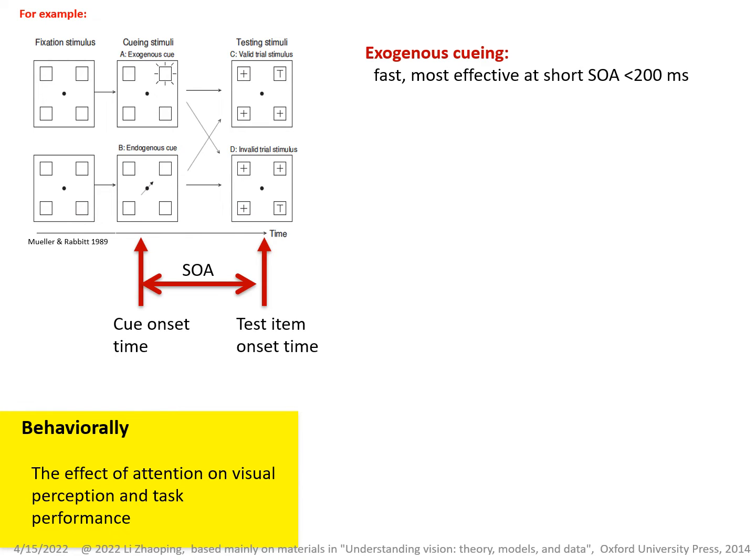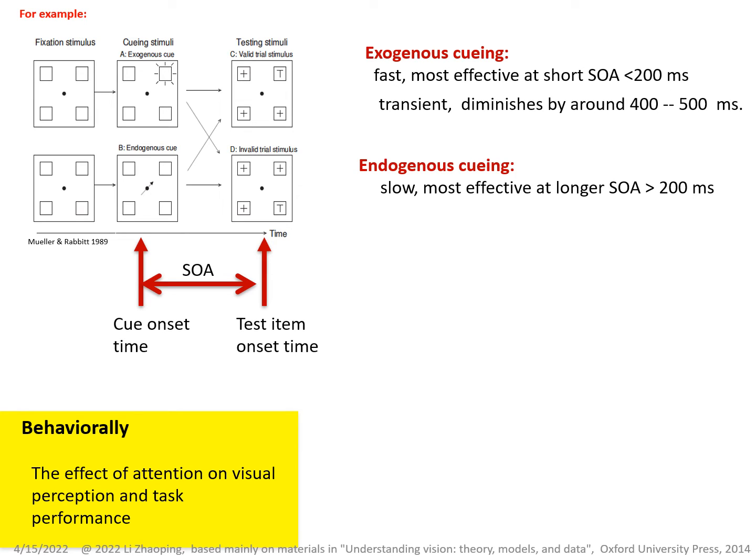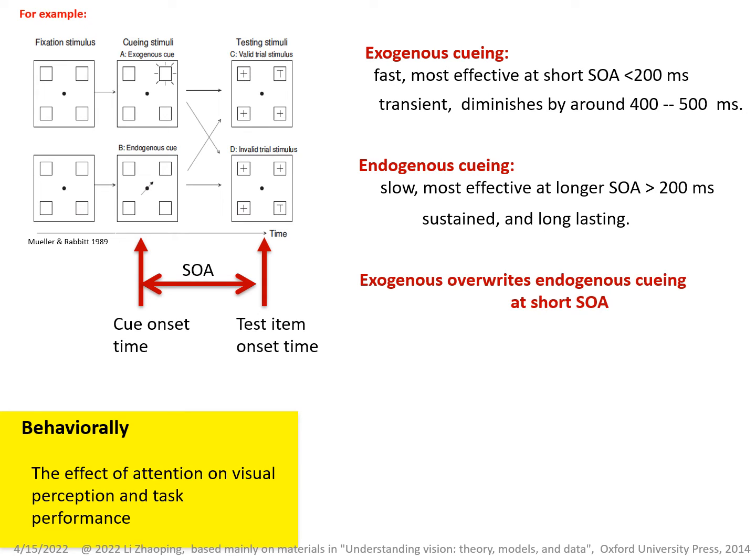Exogenous cueing is fast, most effective for short SOAs smaller than 200 milliseconds, and it's transient and diminishes by SOAs longer than 400 or 500 milliseconds. And endogenous cueing is slow and most effective for longer SOAs larger than 200 milliseconds, and it's sustained and long-lasting. When they are in conflict, exogenous cueing can override endogenous cueing where SOA is short.